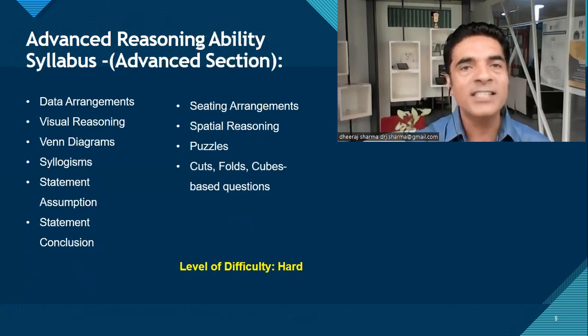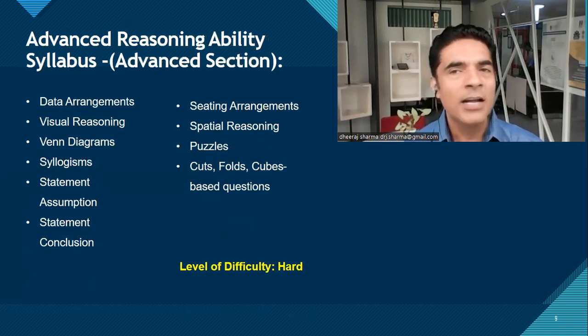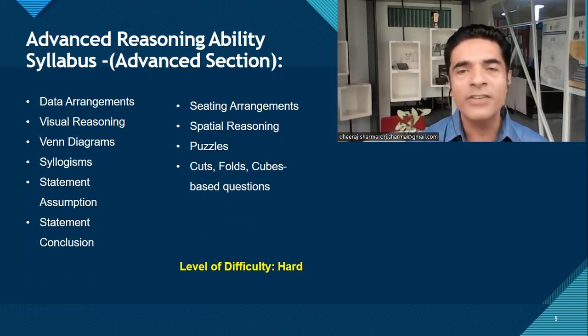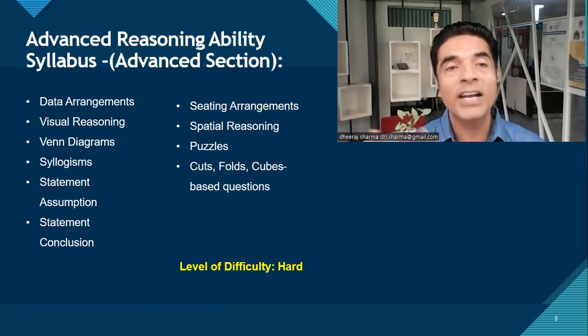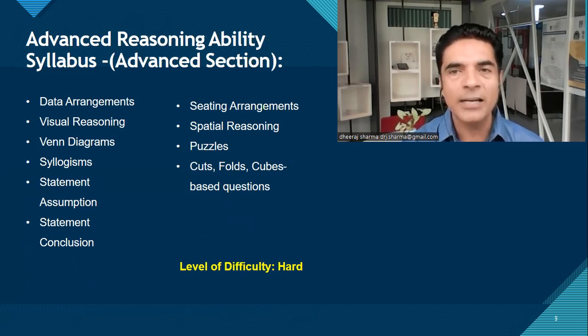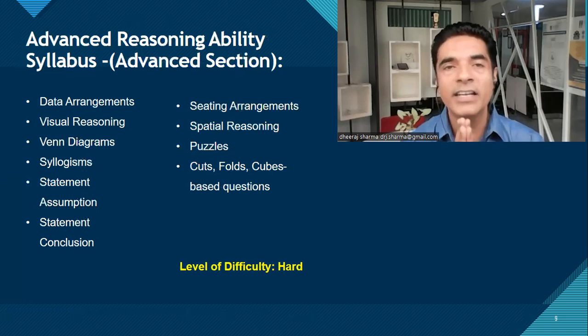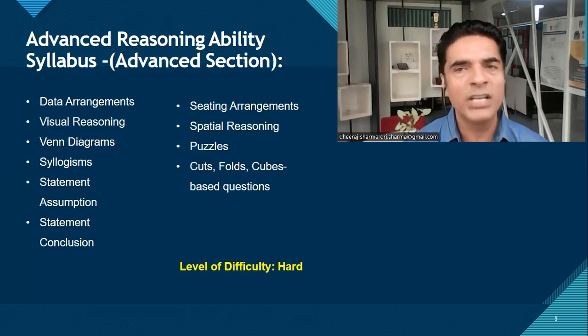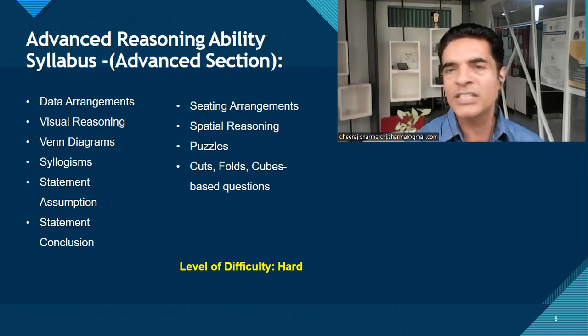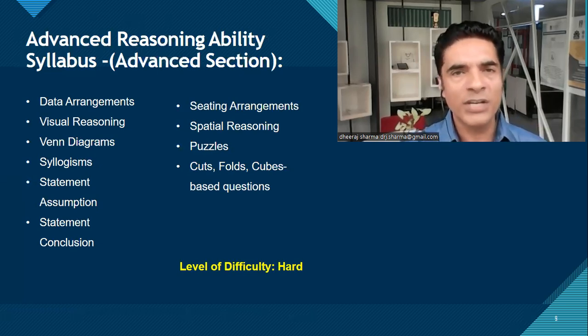Similarly, when I talk about the advanced reasoning ability syllabus, the topics by and large remain the same. The only difference is that the level of difficulty is going to get enhanced. So these are topics like data arrangements, visual reasoning, Venn diagram, syllogism, statement and assumption, statement conclusion, sitting arrangement, which can be linear or circular, spatial reasoning, puzzles, cuts, folds, cubes, which is cubes, cutting and folding, something of that kind. And as I said, the level of difficulty in the advanced section will be way more than 50% as compared to the questions you encounter at the basic or foundation level.